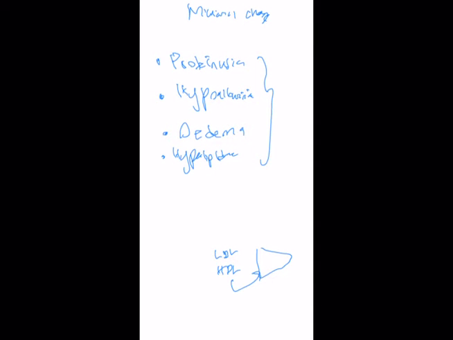So they have proteinuria, hypoalbuminemia, edema, and hyperlipidemia. Okay, and the proteinuria is about 3.5 grams per 24 hours. So these are the characteristic features in a patient with nephrotic syndrome. There are four characteristic features. Now I'll go a bit into the glomerulus, how these glomeruli can get damaged.